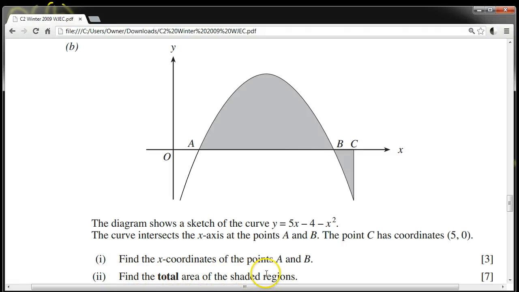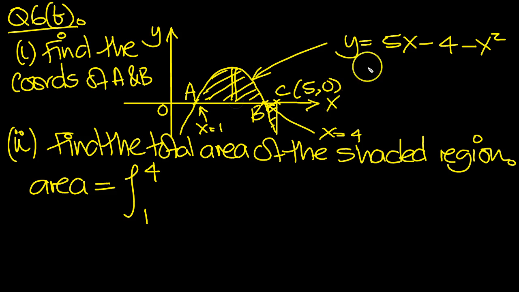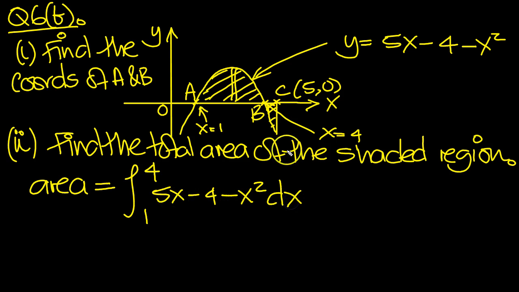Find the total area of the shaded regions. So here's the regions here. So the area then is equal to, or it will be this area here, which will be the integral between 1 and 4, these are the x values, of the y, the heights, these vertical strips here between 1 and 4, so it's y, 5x minus 4 minus x squared dx.